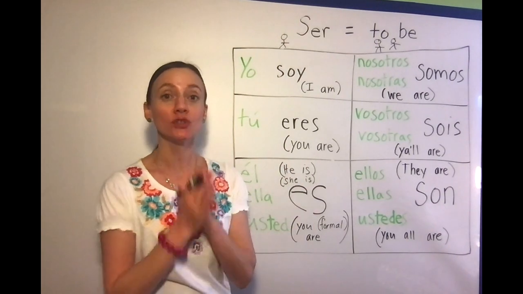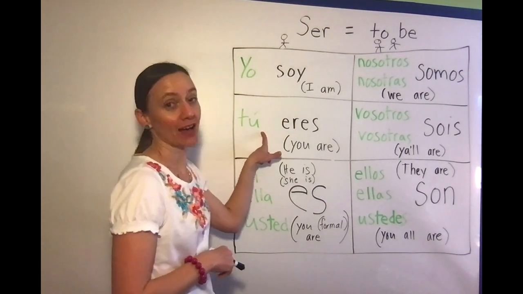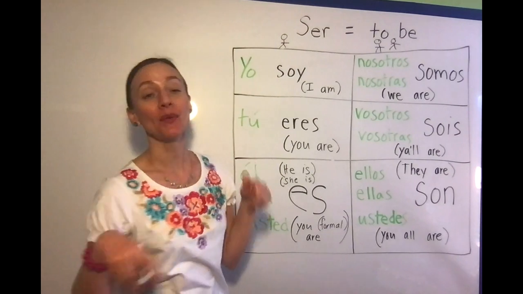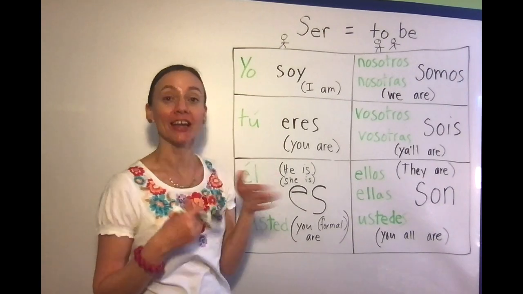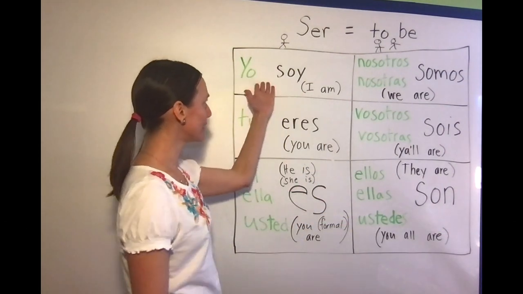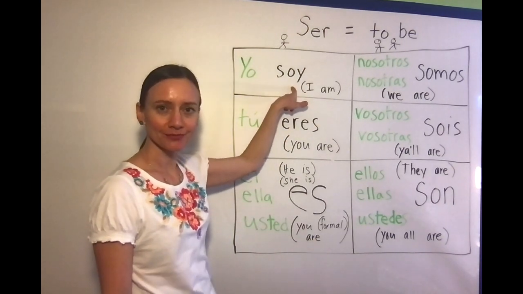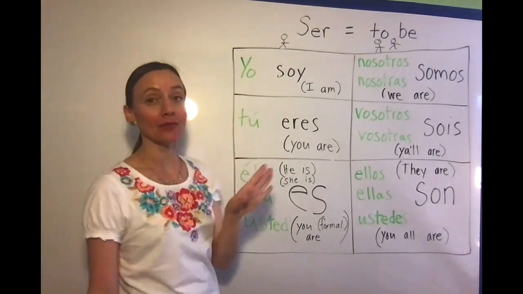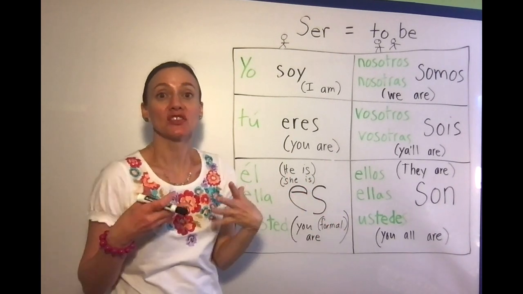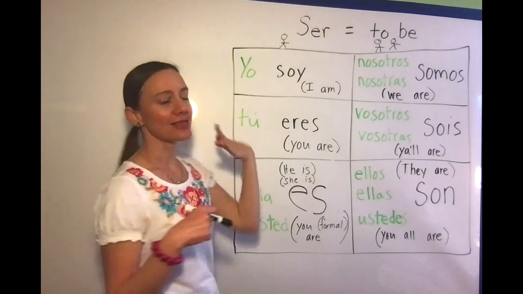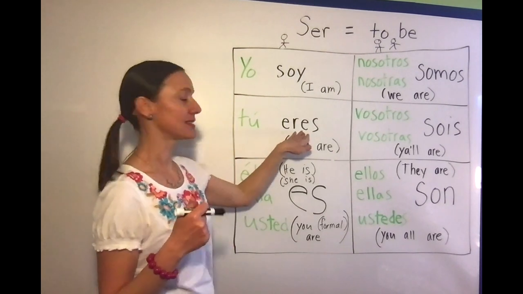One more thing I want you to know that's really cool about Spanish is that we don't always have to use the pronouns. So for example, if I want to say I am smart, yo soy inteligente, I don't have to say yo. I could just say soy inteligente. Because if we notice, for this one, is there any other pronoun that's going to use the word soy? No. The only pronoun that uses soy is yo. So therefore, we don't really even need to say yo. If I say soy, you automatically know that we're talking about myself. I am. Soy inteligente.